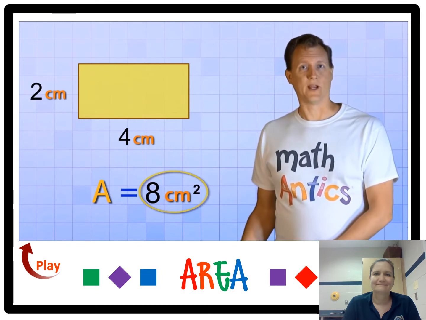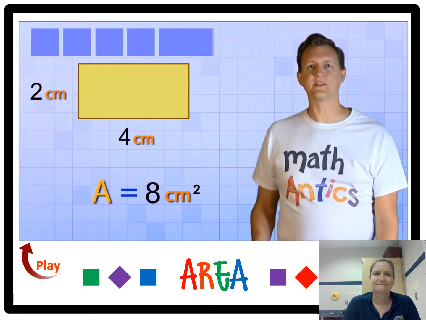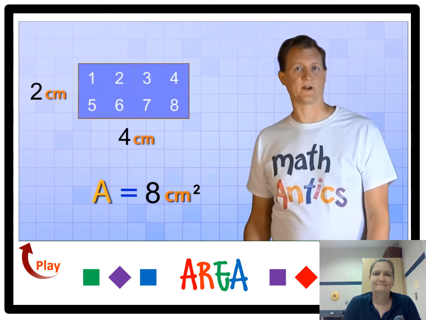And we can see that's correct if we bring back our original square centimeter. If we make copies of it, you can see that exactly 8 of those square centimeters would be the same area as this rectangle.